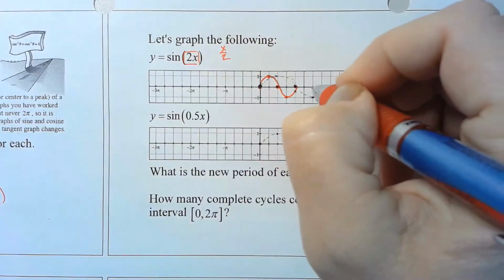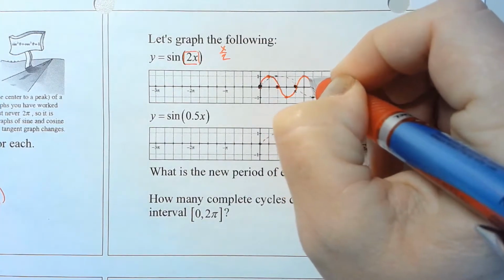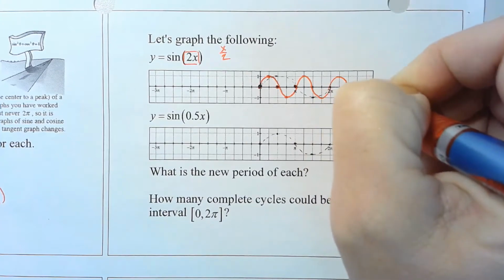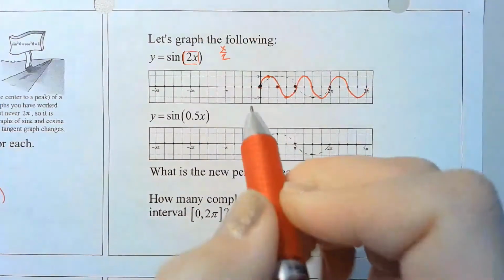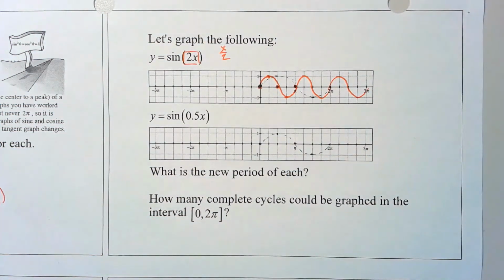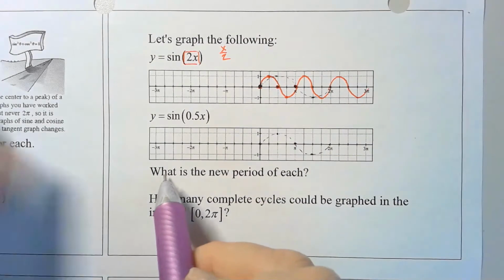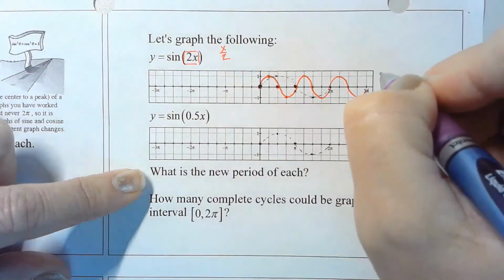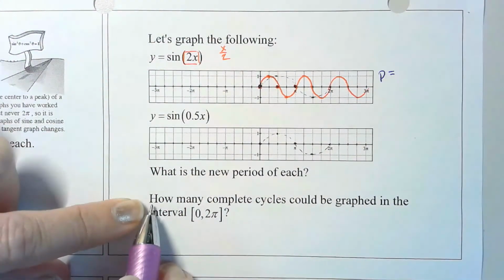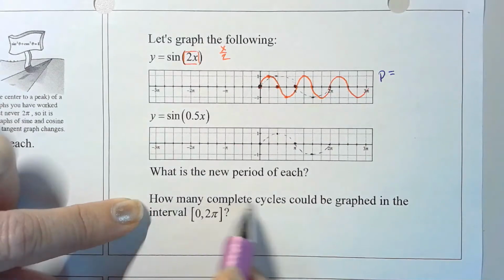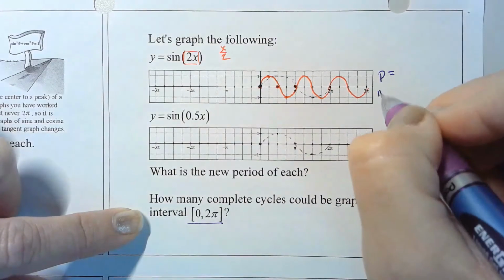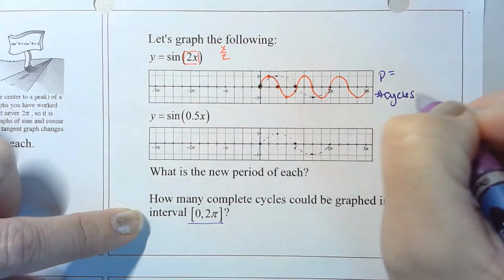So we could just keep going, right? We could just repeat that pattern as many times as we need to. Could go in both directions. It's a periodic graph. Okay. All right, let's go to the question. What is the new period length of each graph? So I want to answer the period, and we'll answer how many complete cycles could be graphed in the original interval. I'll just say number of cycles.